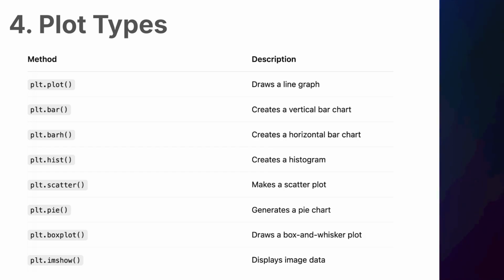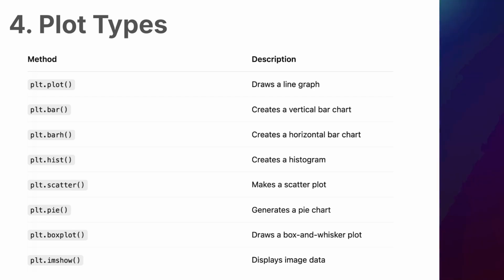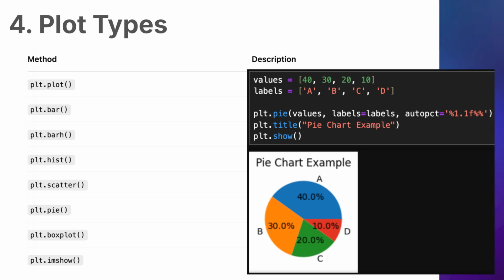Next, pie method. It creates a pie chart good for showing proportions or percentages. Let's say you have a value and label pair. Values is a list of numbers representing the size of each slice of the pie. Labels is a list of names for each slice, like category names. So A gets 40 units, B gets 30, C gets 20, D gets 10. Together they add up to 100, which is perfect for a pie chart that shows percentages.